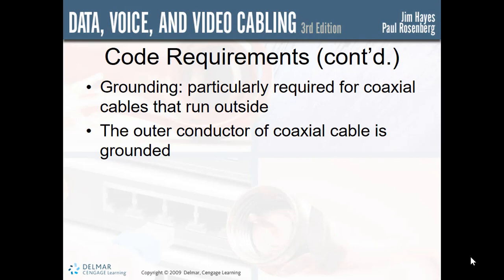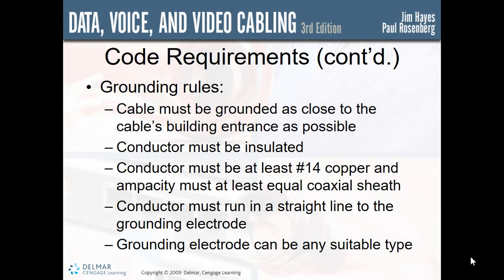Another concern for grounding is accidental contact with power conductors. Whenever an outdoor coax cable could accidentally come in contact with power conductors operating at over 300 volts, once again, grounding would then be required.